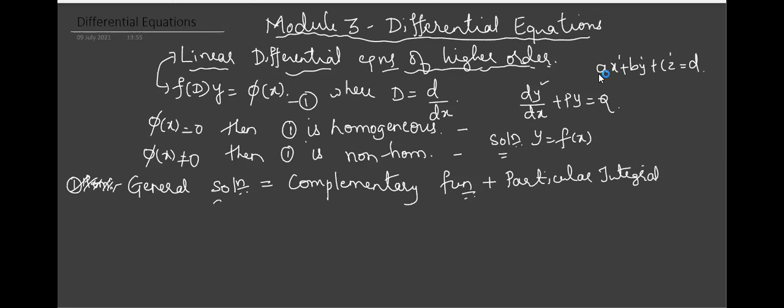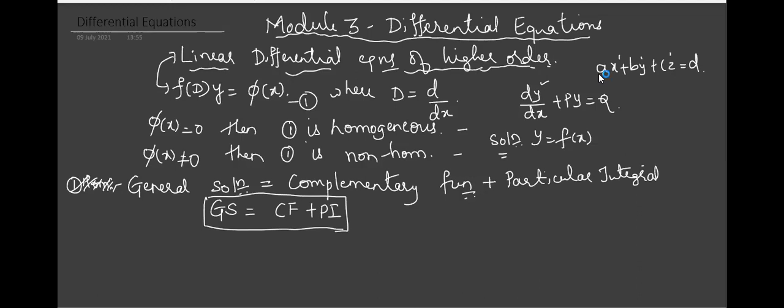In short, we write it like this: GS is equal to CF plus PI. These are the shortcut forms which we use. For any linear differential equation of higher order, your general solution GS is given as CF plus PI. Now we'll see what CF is, what PI is, and how to find them.